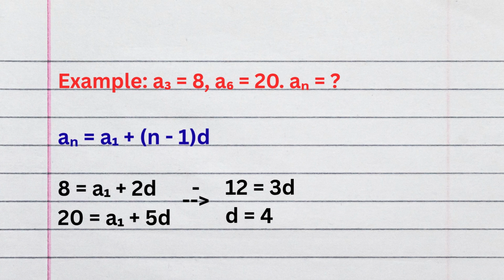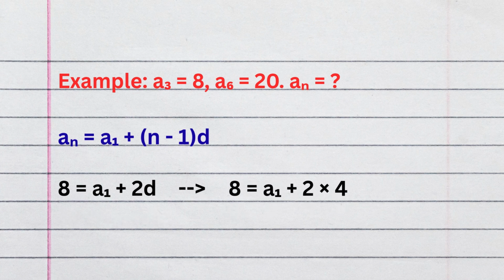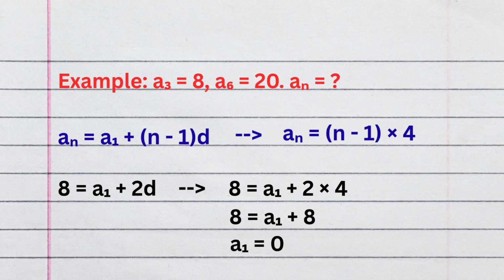Now we can find the first term. Using the first equation, 8 equals the first term plus 2 times 4. That means 8 equals the first term plus 8. So, the first term is 0. Now, in the formula, we can replace d with 4, and since we know a is 0, we can simplify it. So, the general term is 4n minus 4.